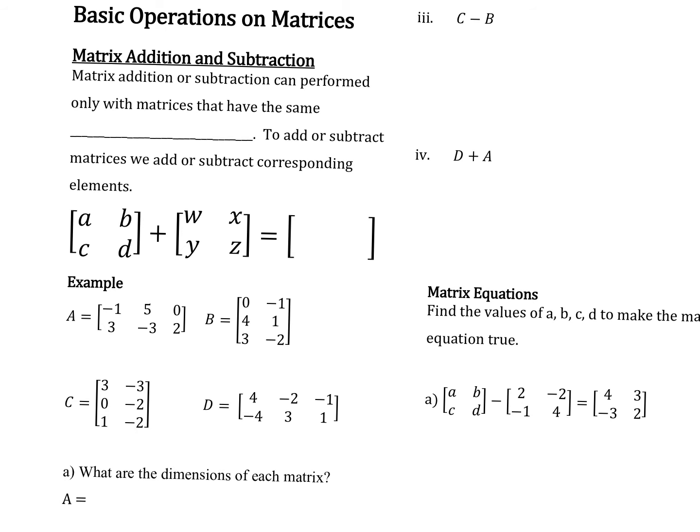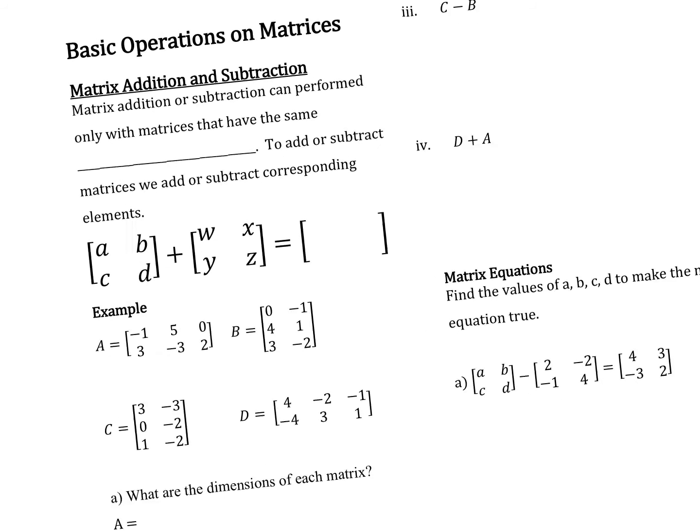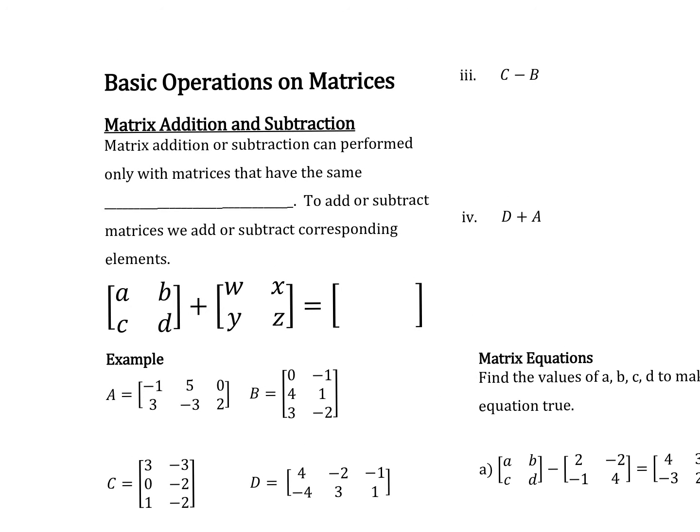All right. We've already discussed what a matrix is, and now we're going to talk about the different operations you can do with matrices: addition and subtraction, and multiplication, including scalar multiplication. Matrix addition or subtraction can be performed only with matrices that have the same dimensions. They have to have the exact same rows and the exact same columns. To add them, we add each element to its corresponding element.